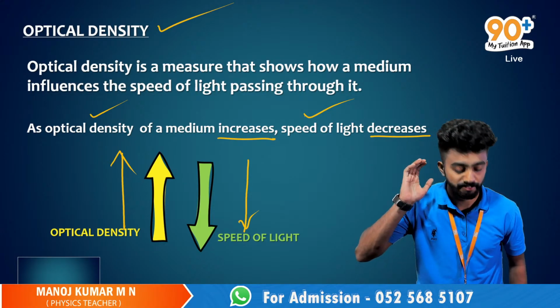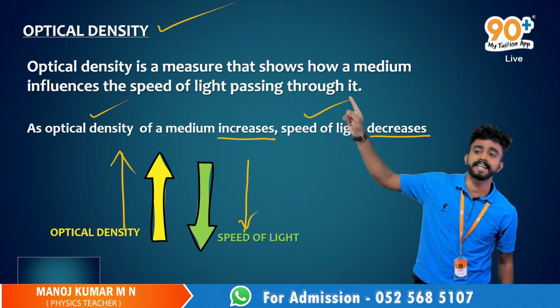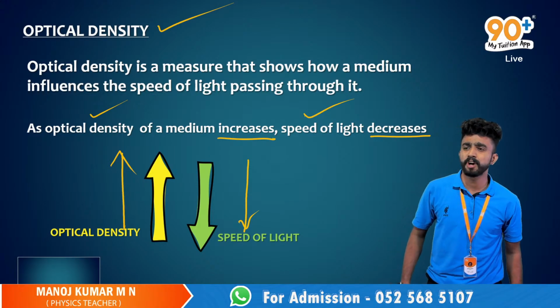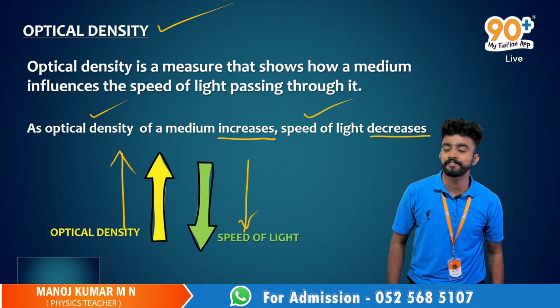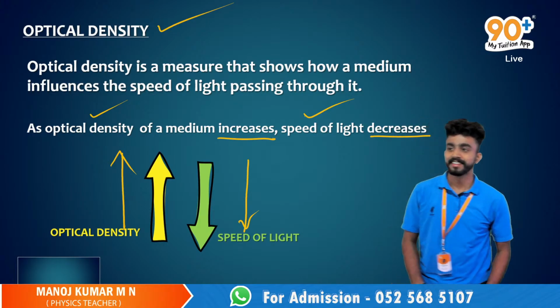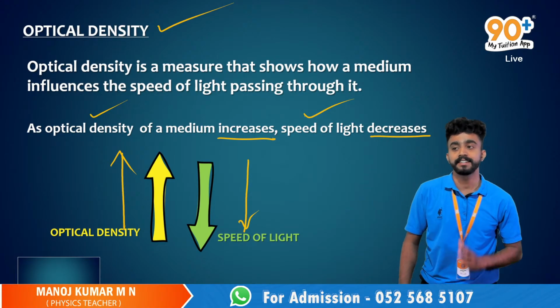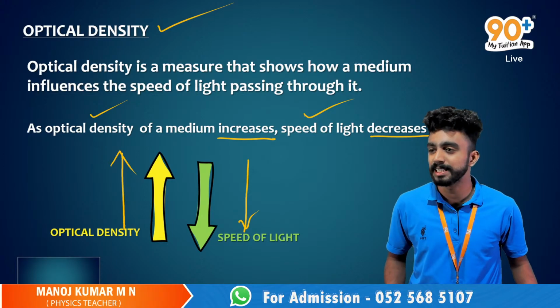Yes, sir. Fine. So Nashwa, did you understand the concept of optical density? Yeah. You got it, right? If the optical density of a medium increases, what happens to the speed of light? It decreases. If the optical density decreases, the speed of light? Increases. Fine. Understood the concept perfectly, right?